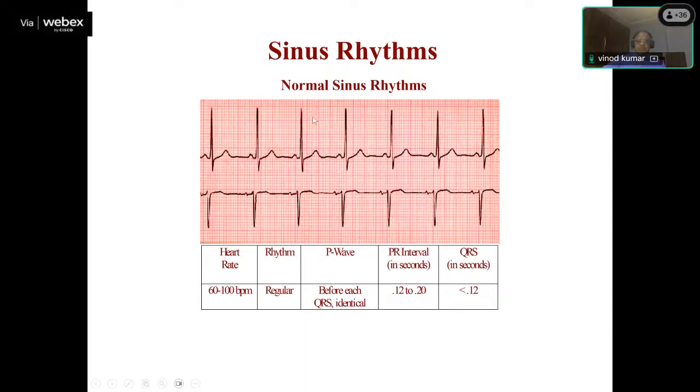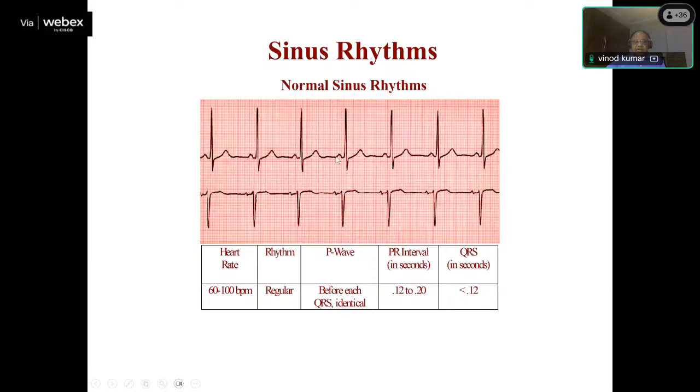There is another disease: if the rhythm is not normal, then whether it is tachycardia or bradycardia, these are the clinical names. So whether the heart rate is very high, whether the heart rate is very low, whether there are missing beats, all this information is also important from the diagnosis point of view.